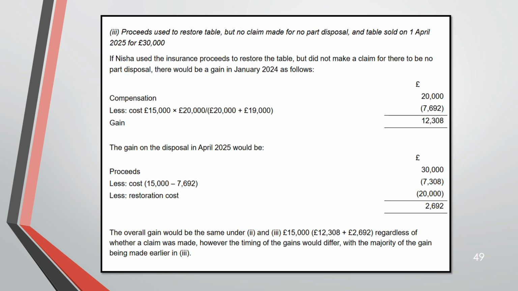Third scenario, proceeds used to restore the table. That means the entire proceeds are being used. But no claim made for no part disposal and the table sold on 1st April for 30,000. So now if Nisha used it to restore the table but did not make the claim, there would be a gain.